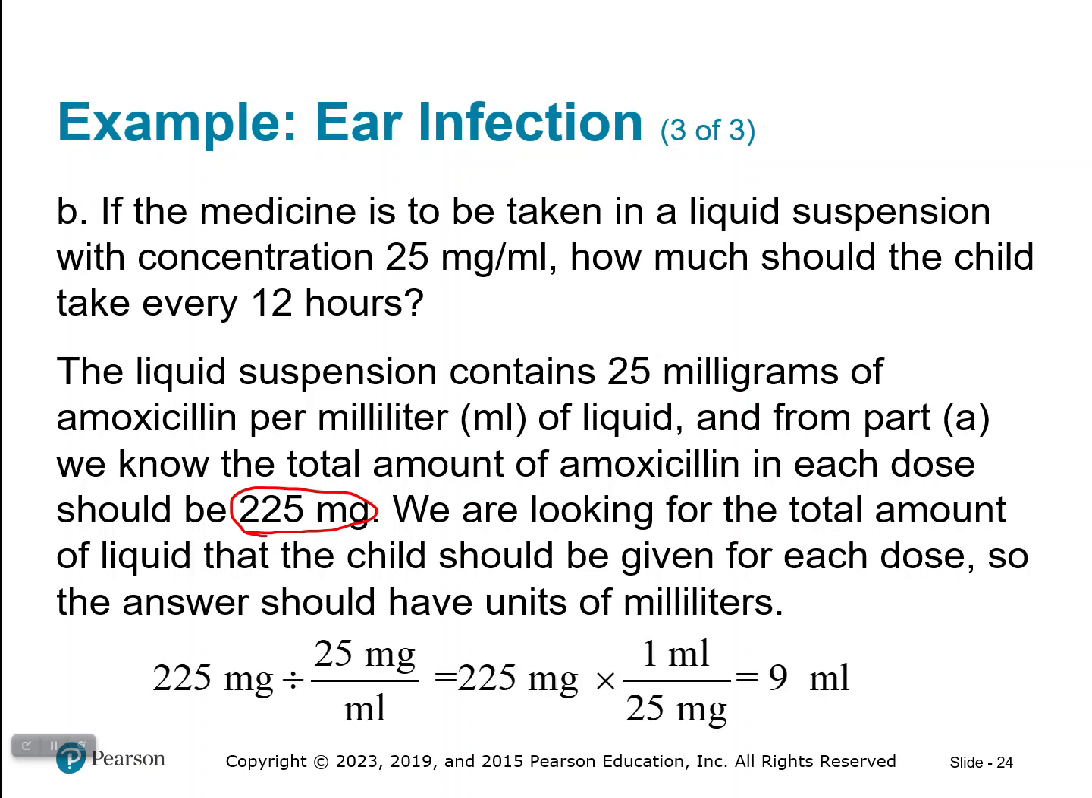Let's check it out. All right, 225 milligrams divided by 25 milligrams per milliliter. Well, instead of dividing by this fraction, I need to switch this over because my units are different. So I'm going to change it to multiplication, where I have milligrams in the denominator so they can cancel out. And I end up with 225 times 1 over 25. That's 225 divided by 25, which is 9 milliliters.